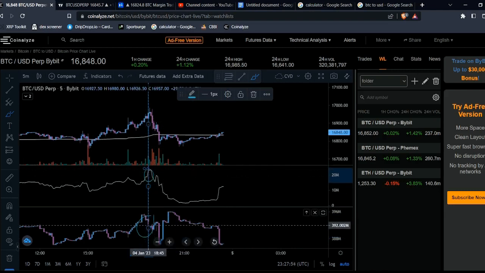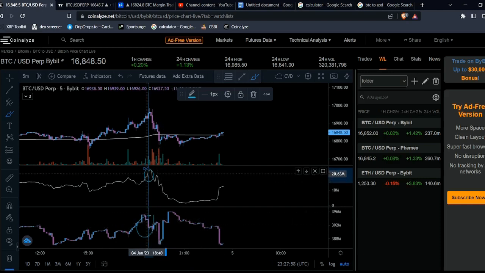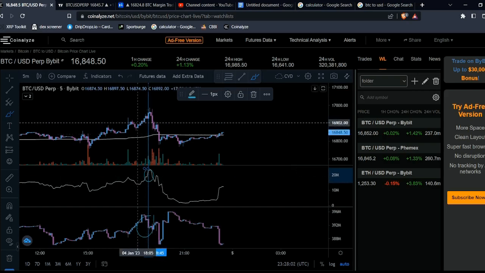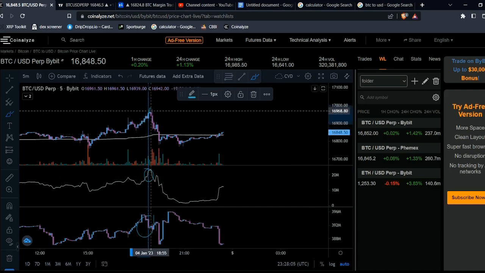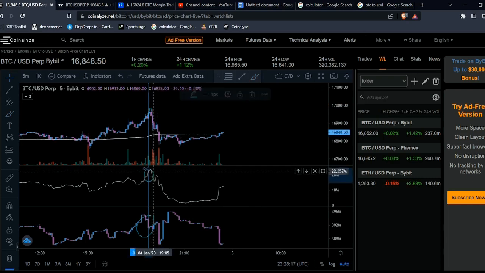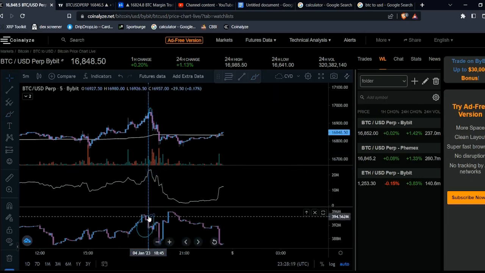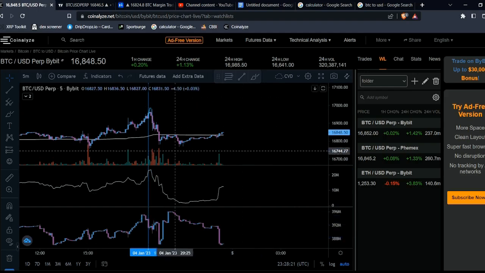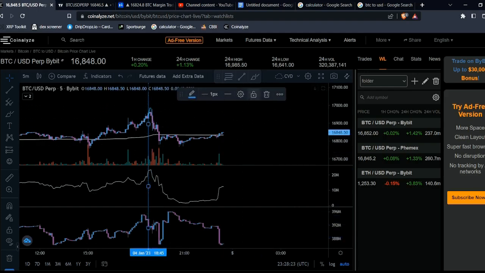And as that was happening, CVD was increasing. So open interest decreasing is showing that trades are closing out, and the CVD increasing is showing that those trades are shorts, which makes sense because we were theorizing that there were some stop losses up here that needed to be hit. So another great confirmation I like to use for these types of trades is open interest.